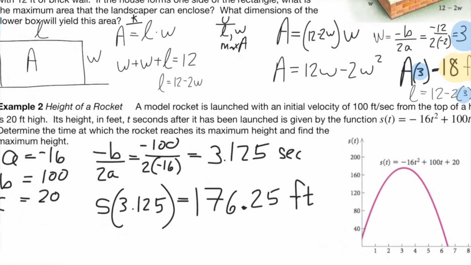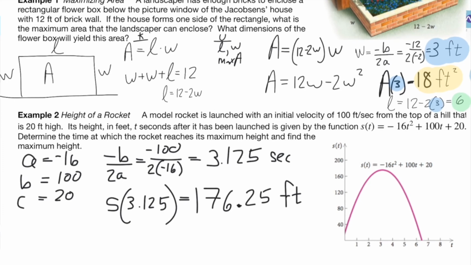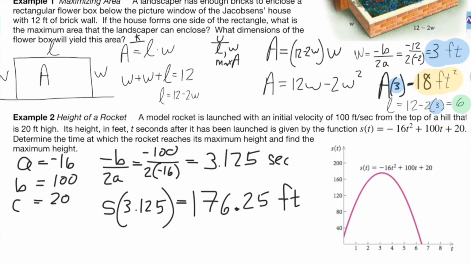The height of a rocket. One model rocket is launched with an initial velocity of 100 feet per second from the top of a hill that is 20 feet high. Its height in feet t seconds after it's been launched is given by the equation s equals negative 16t squared plus 100t plus 20. This 20 came from the starting height at the top of the hill. The 100 comes from the initial velocity, the starting velocity of 100 feet per second. And the negative 16 comes from gravity, the fact that gravity is pulling down at a strength of 16.